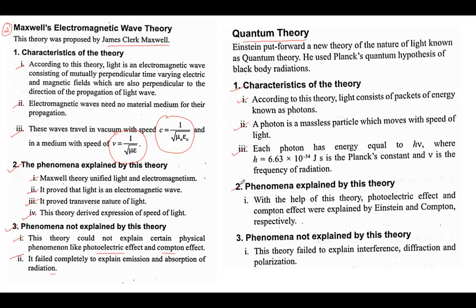Now, phenomena explained by this theory, with the help of this theory, photoelectric effect and Compton effect were explained by Einstein and Compton respectively. Phenomena not explained by this theory: it failed to explain interference, diffraction, and polarization of light.